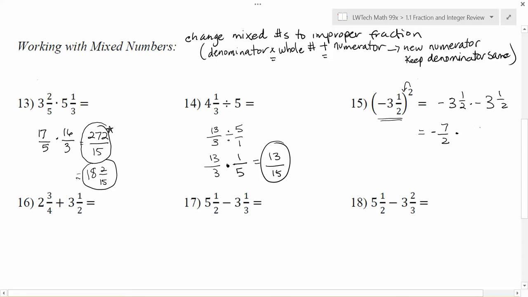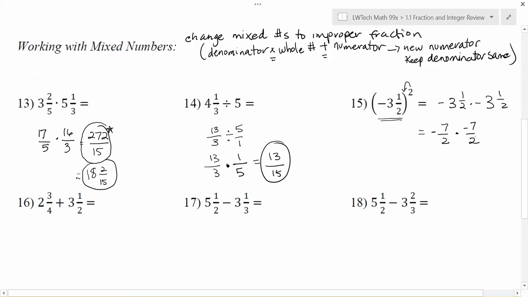And since the second mixed number was the same, we should end up with the same improper fraction. And sure enough, 2 times 3 is 6 plus 1 is 7. Keep the denominator the same. So negative 3.5 times negative 3.5 is the same as negative 7 halves times negative 7 halves.